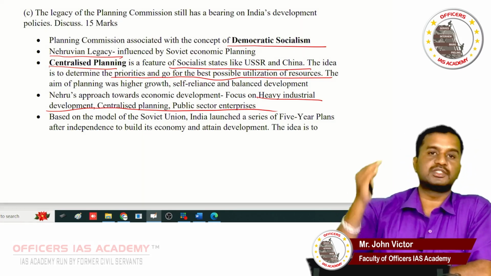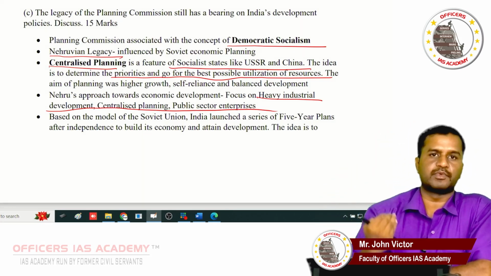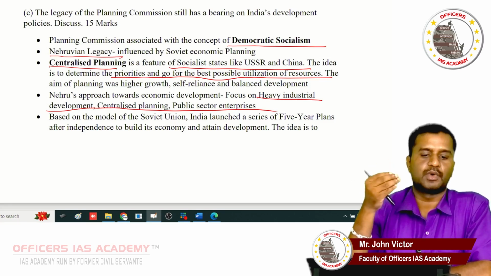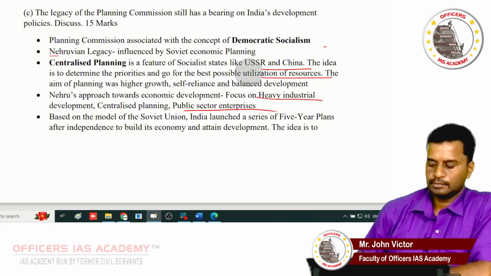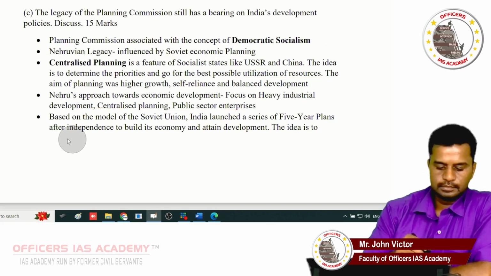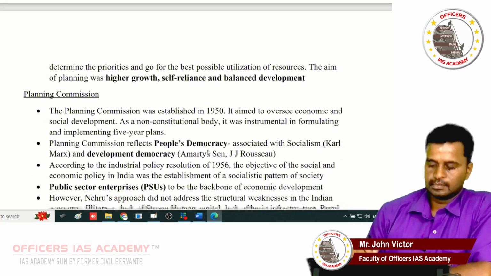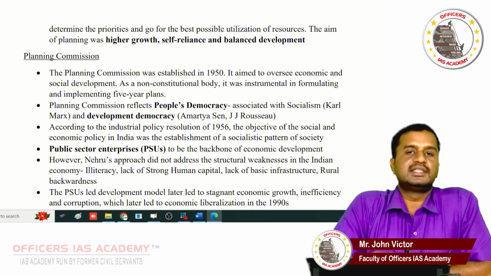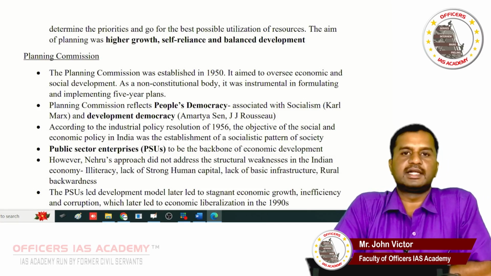But these points should be written based on a PSIR subject framework, mentioning developmental democracy, welfare state and so on. Gandhi was against state-led development. Ambedkar and Nehru were for state-led development.